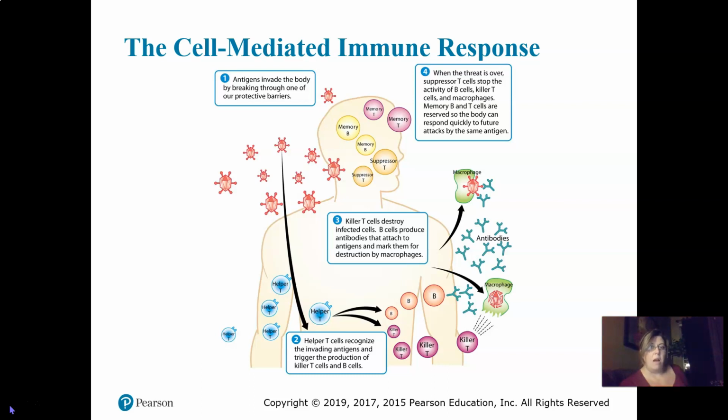Okay? Number 4, when the threat is over, the suppressor T cells stop the activity of B cells, killer T cells and macrophages. Memory B and T cells are reserved so the body can respond quickly to future attacks by the same antigen. So now I've built immunity because my body is going to remember how to do this with this particular attack and this particular antigen when it invades the body again.